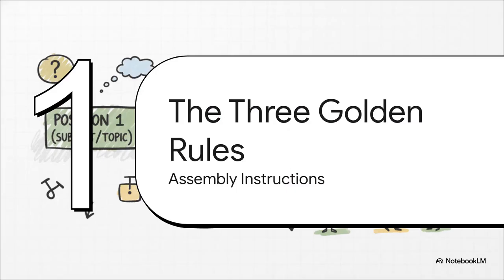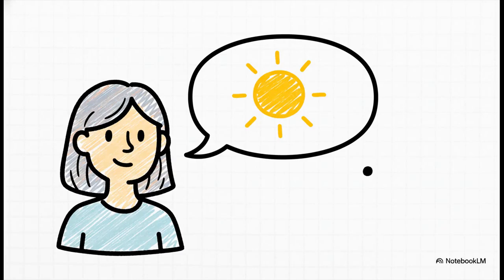Okay, so we've got our Lego pieces, the subject and the verb. Now, it's time to actually build something. And for that, we just need the instruction manual, which is basically three simple golden rules. Let's kick it off with rule number one, which covers the most common type of sentence you're ever going to make. This is the simple statement. It's when you're just stating a fact.